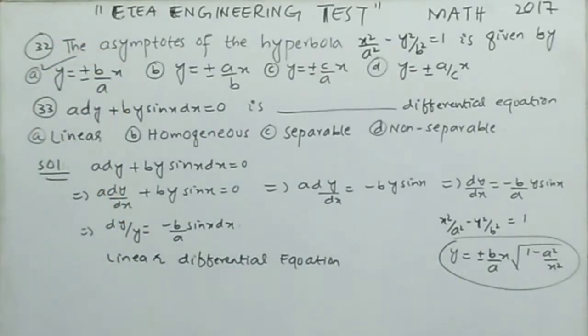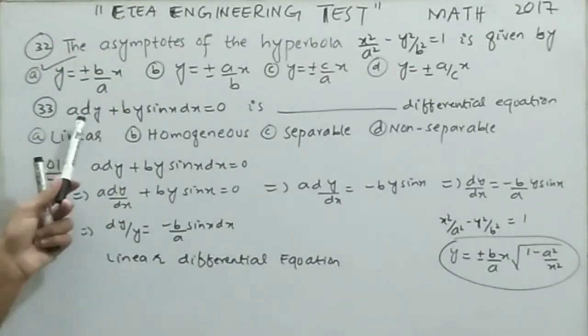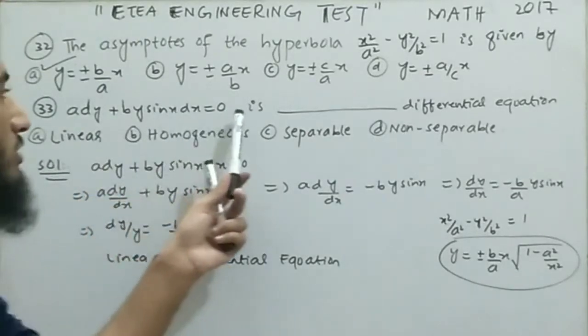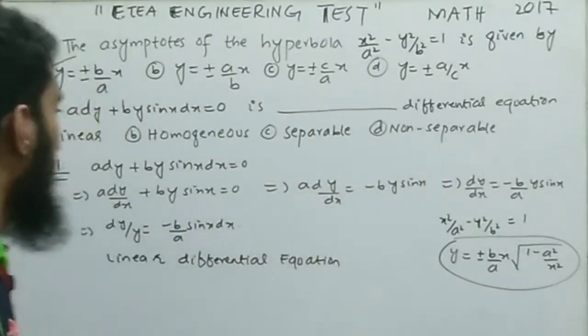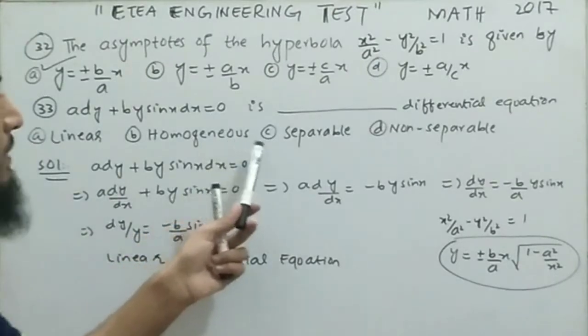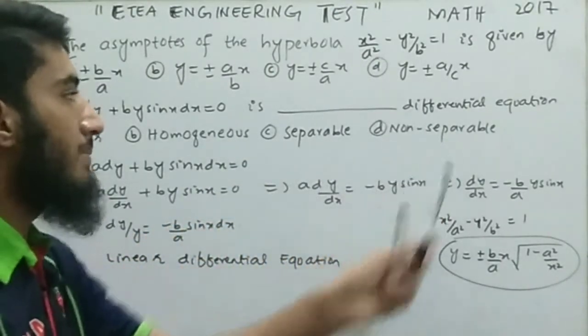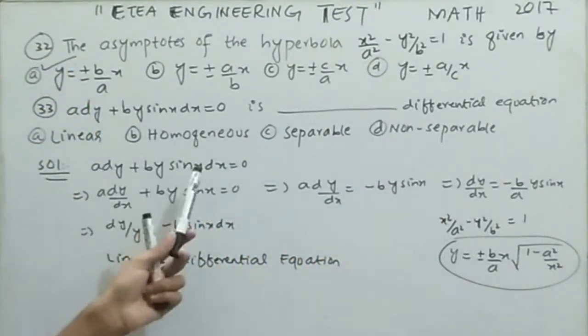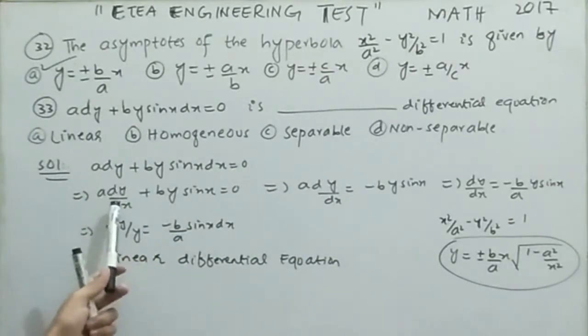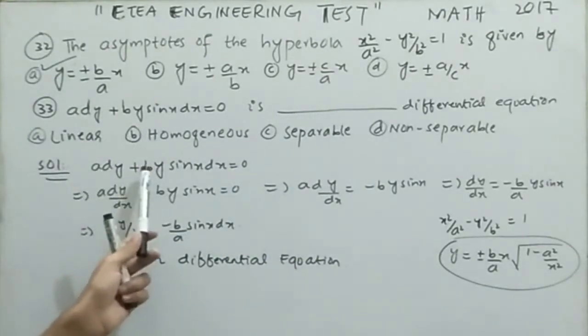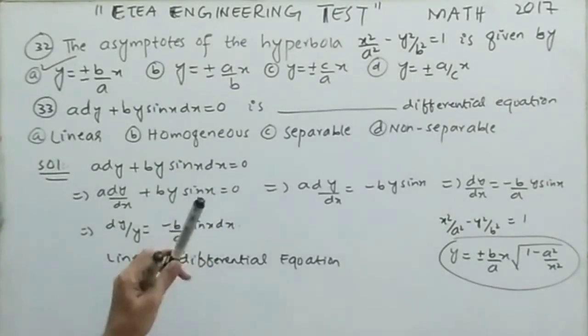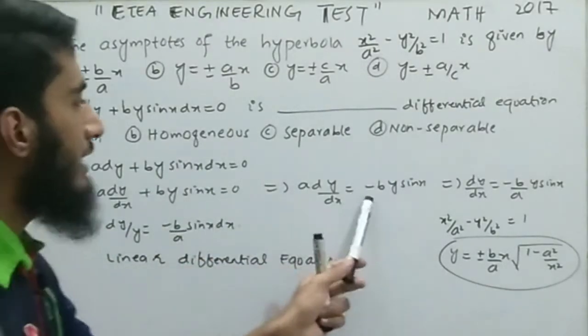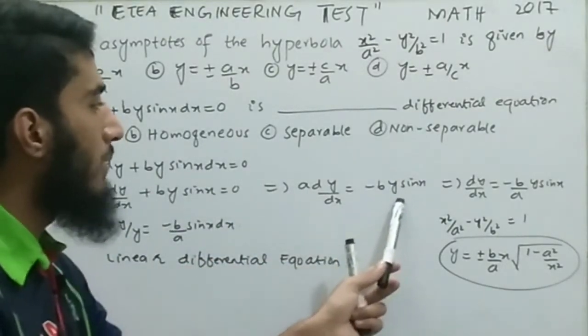Move to the next MCQ, the MCQ number 33. It tells that a dy plus by sin x dx is equal to 0 is dash differential equation. Linear differential equation, homogeneous differential equation, separable differential equation, non-separable differential equation. Taking the given differential equation, divide both sides with dx, so it becomes a dy by dx plus by sin x, dx will cancel out. Now shift by sin x on the right hand side, it becomes negative by sin x.